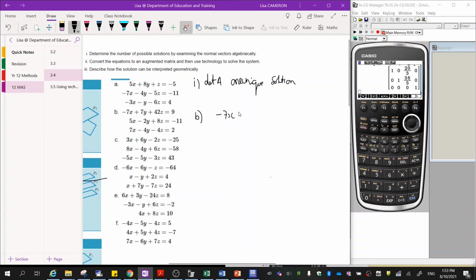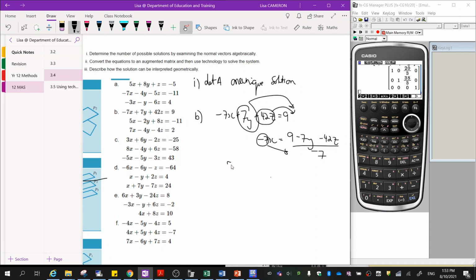Negative 7x plus 7y plus 42z is equal to 9. Move this to the other side and move this to the other side, and I'll end up with negative 7x is equal to 9 minus 7y minus 42z, and then I'll take this 7 to the other side by dividing everything by negative 7. Okay, now we're going to do the next equation.